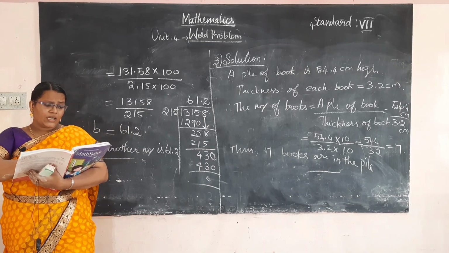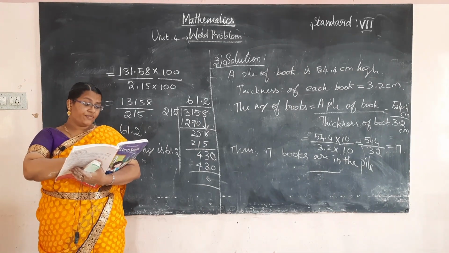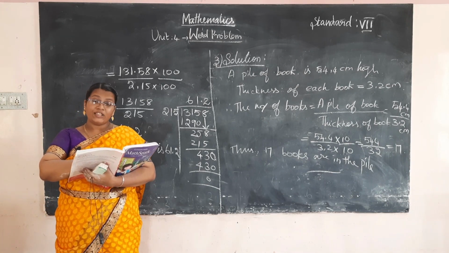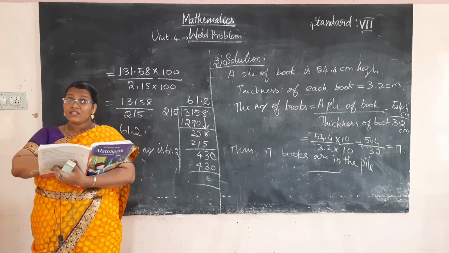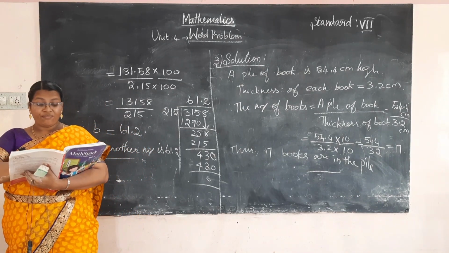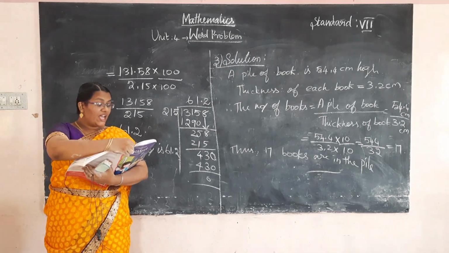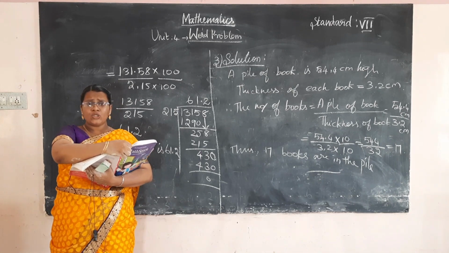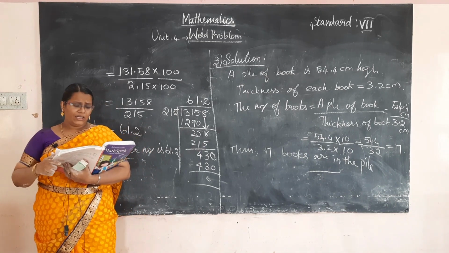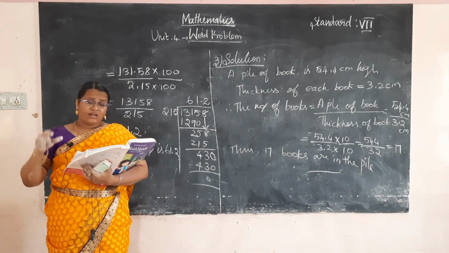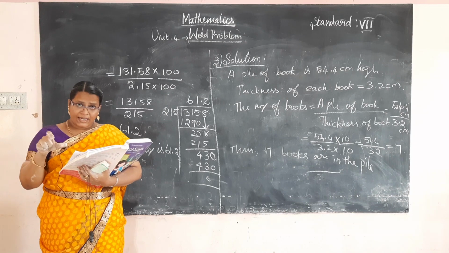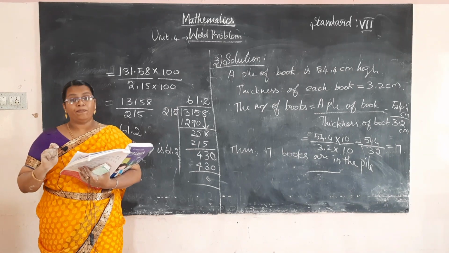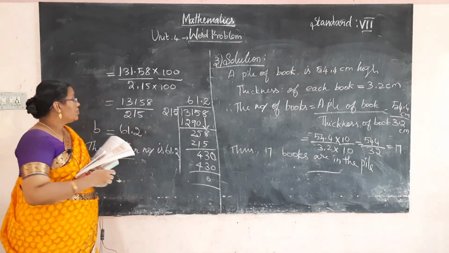Subham saves 0.2 part of his salary every month. If his monthly salary is rupees 5,500, how much will he save in 1 year? 0.2 part means 2 by 10 as a fractional part. So every month he saves 2 by 10 of the salary he gets. The question asks how much he would have saved in 1 year.